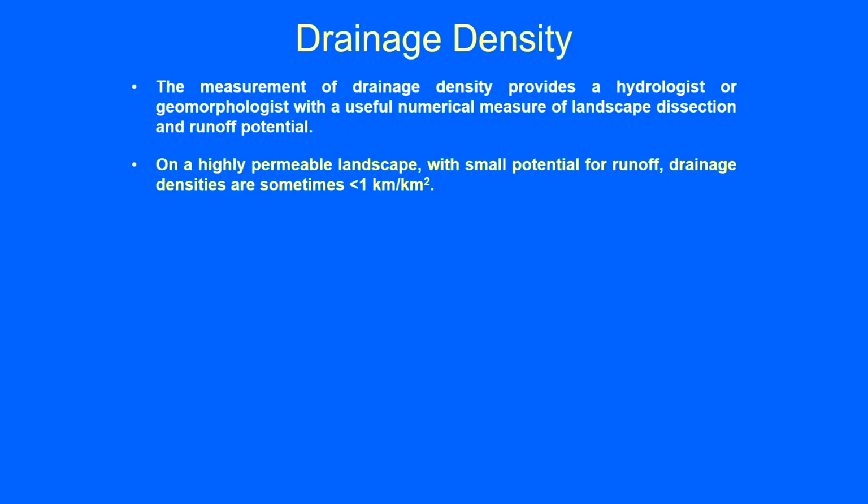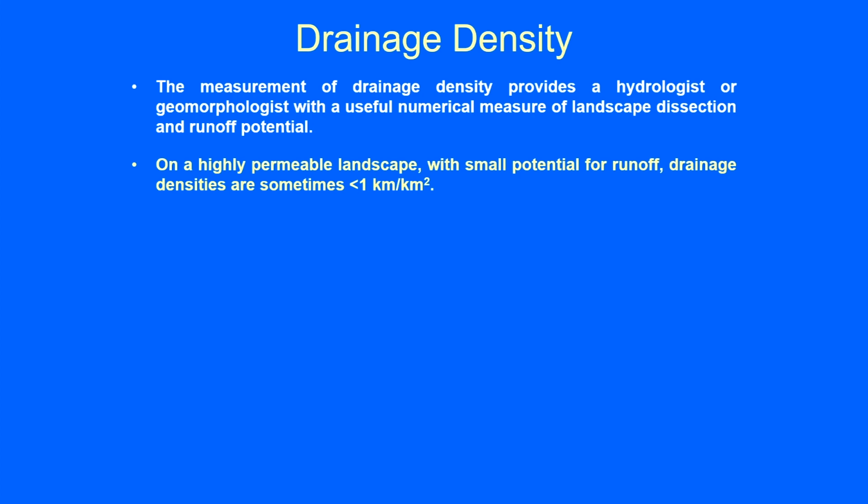So, that also helps in a certain sense to understand the overall landscape, and to some extent hydrologists and geomorphologists usually use this to understand the landscape dissection and runoff potential. Runoff potential is again a parameter that can be helpful in flood analysis and all that. So, on a highly permeable landscape with small potential for runoff, drainage densities are sometimes less than, it has been observed, 1 kilometer per square kilometer.